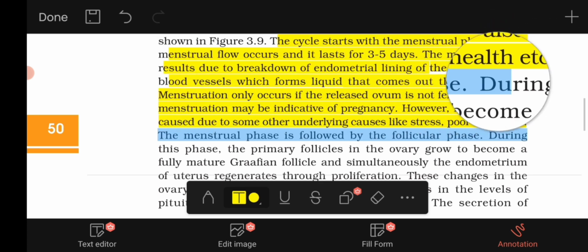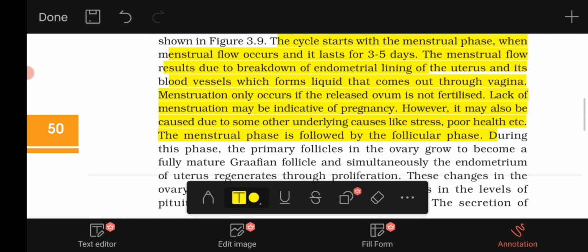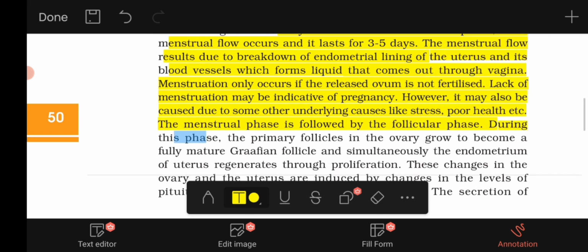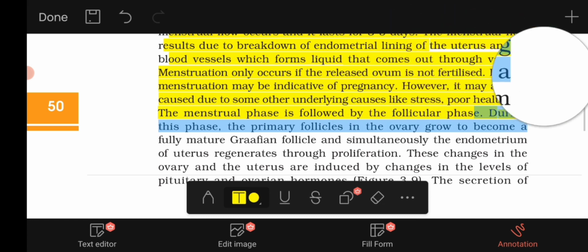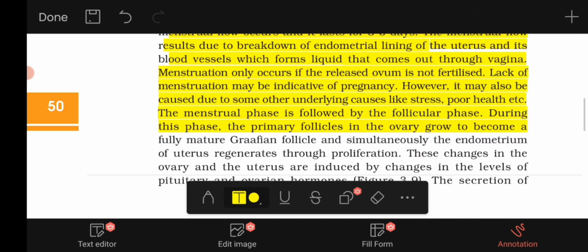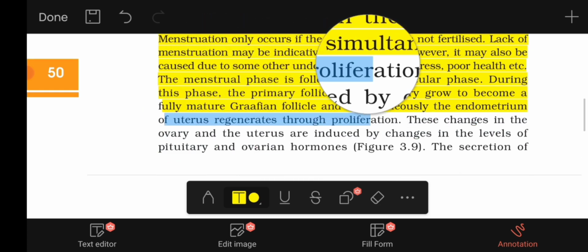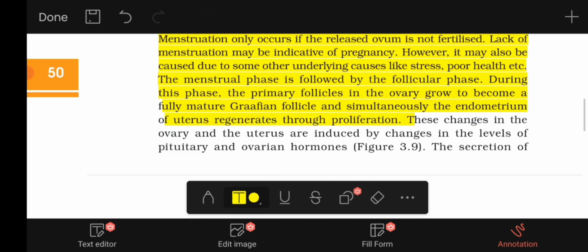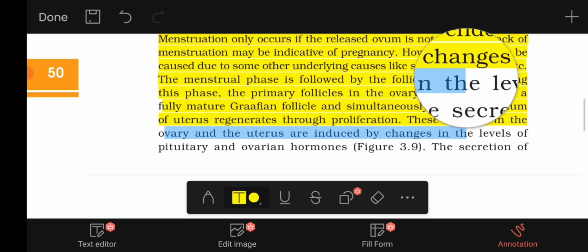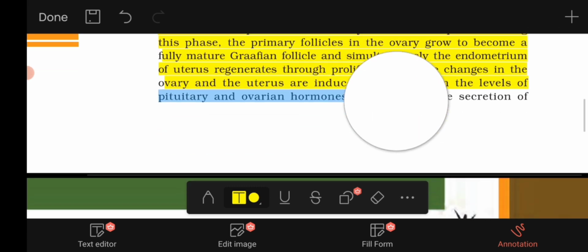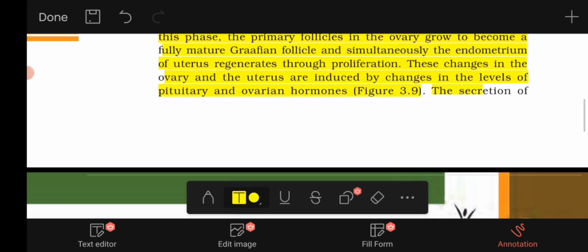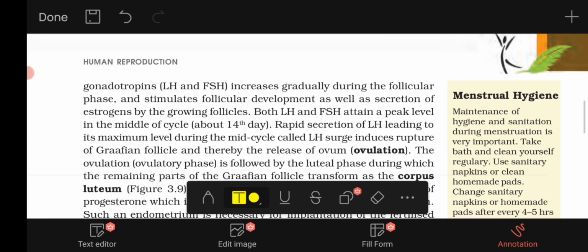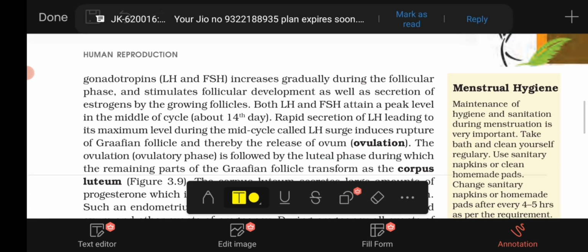The menstrual phase is followed by the follicular phase, also called proliferative, because during this phase the primary follicles in the ovary grow to become a mature Graafian follicle, and simultaneously the endometrium of the uterus, which was shed off during the menstrual phase, regenerates through proliferation, and that's why it is also called the proliferative phase. These changes in the ovary and uterus are induced by changes in the levels of pituitary and ovarian hormones. The secretion of the gonadotropins, that is LH and FSH, increases gradually.